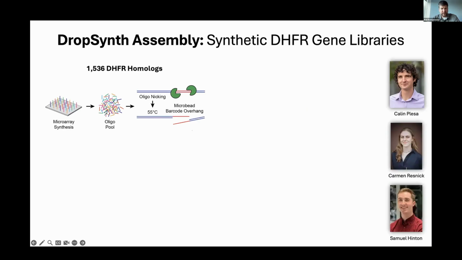And so DropSynth starts with the microarray synthesis of oligonucleotides, representing fragments of, in this case, a 1536 design DHFR library. We then use oligo-nicking enzymes, and we expose a single strand end of each oligo, and that exposes a unique barcode that's designed to anneal to a corresponding barcode attached to the microbeads. And so these barcoded microbeads and matching oligos are then selectively pulled down into these water and oil droplets. And these are the fundamental components of our DropSynth assembly. They undergo emulsion PCA to assemble the full-length genes.